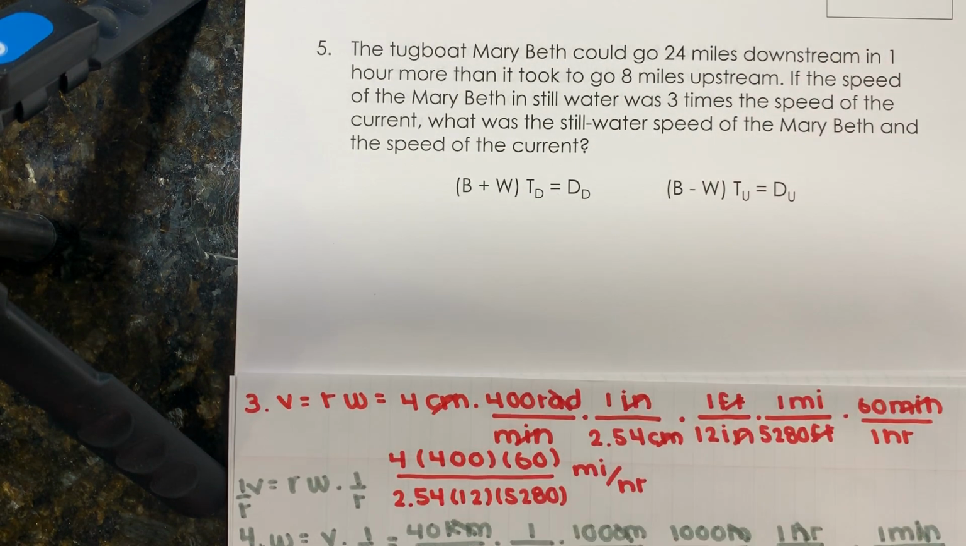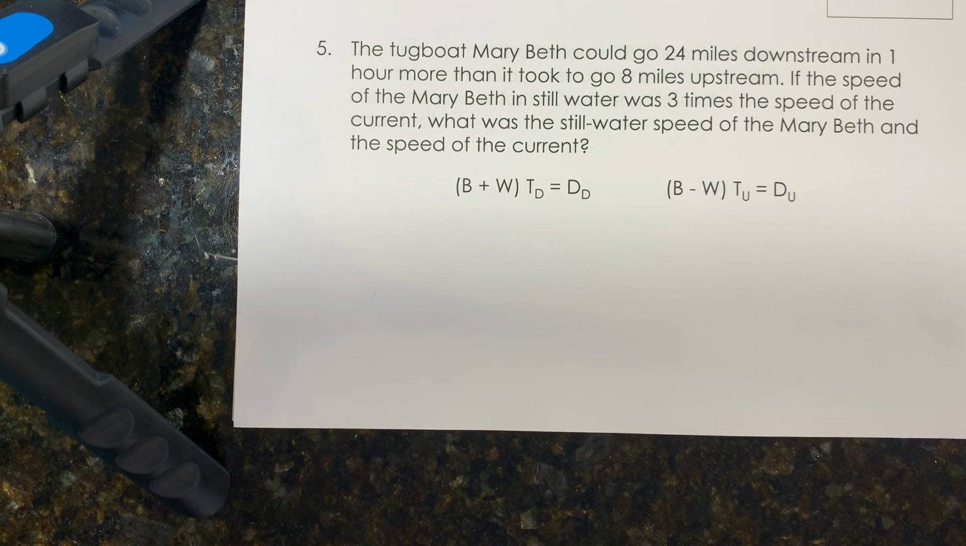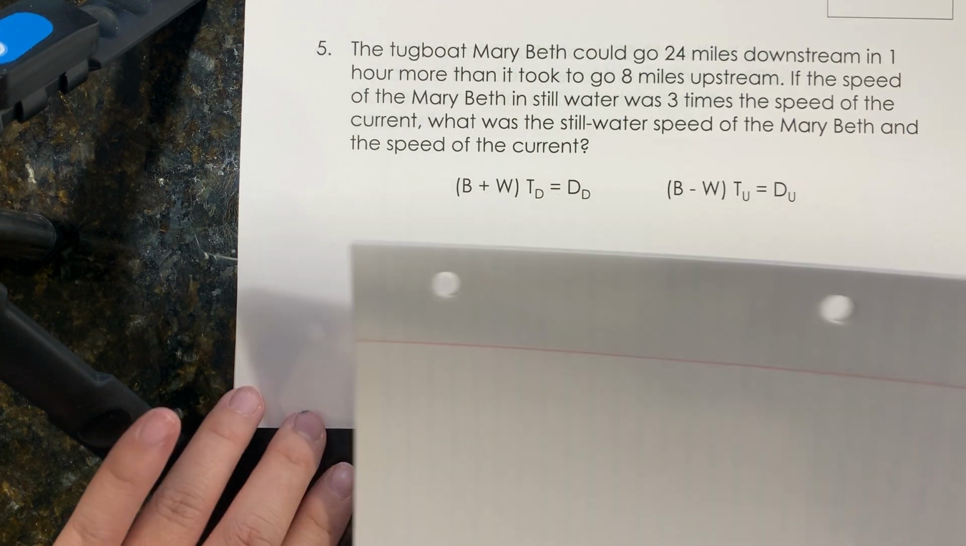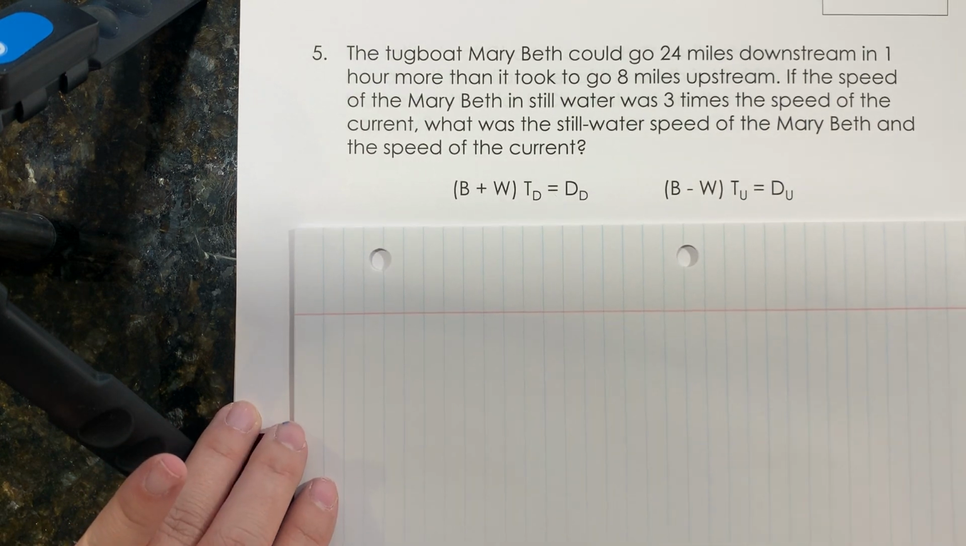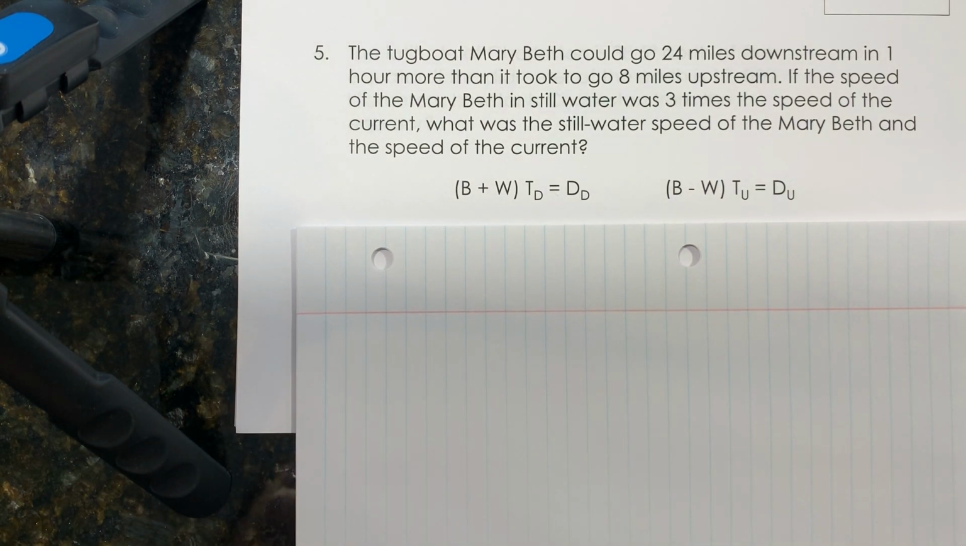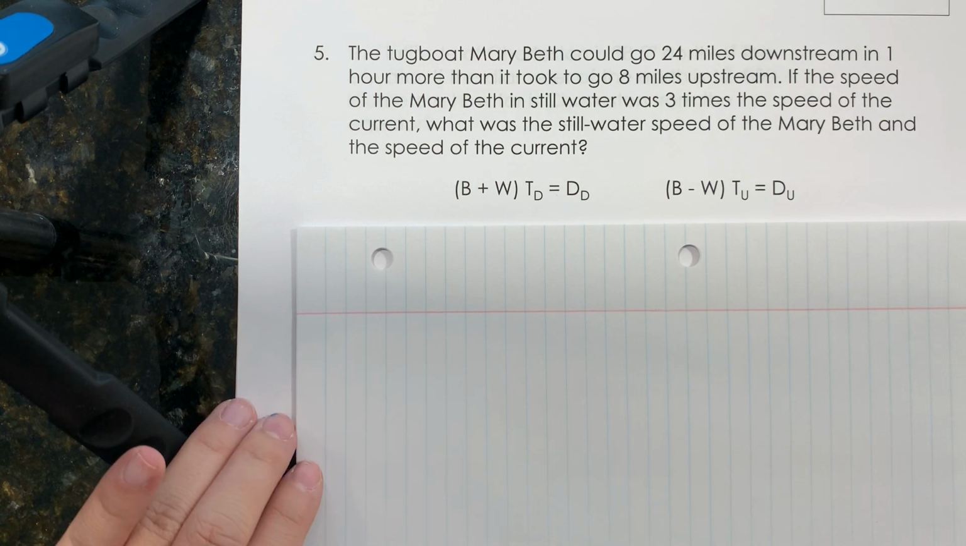Moving on, we're going to look at number 5. So number 5, we have the tugboat Mary Beth could go 24 miles downstream in 1 hour more than it took to go 8 miles upstream. If the speed of the Mary Beth in still water was 3 times the speed of the current, what was the still water speed of the Mary Beth and the speed of the current?